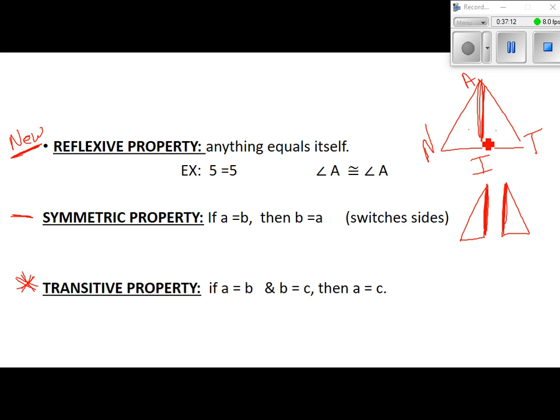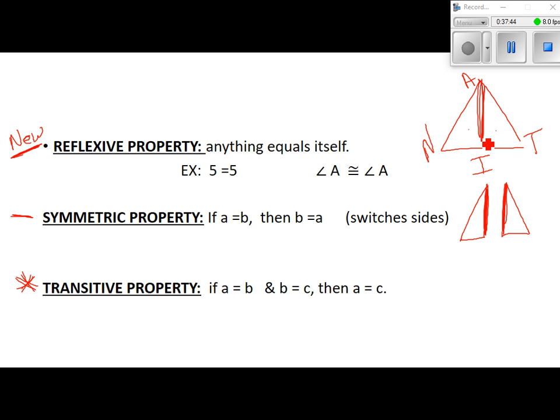So on our definitions test and stuff that we take, one of the things that I'll probably put on there just about every single time is reflexive property. And all you've got to write for reflexive property is anything equals itself. That's reflexive property.